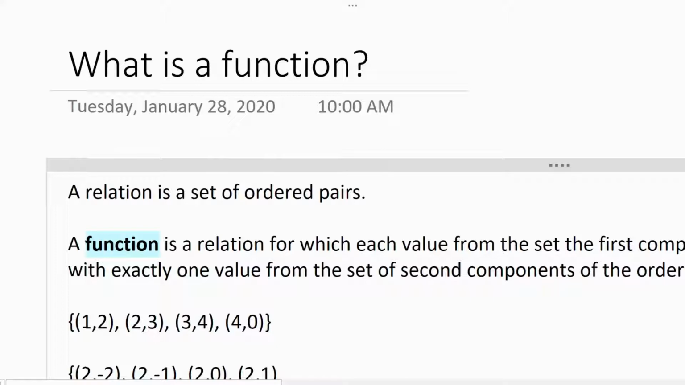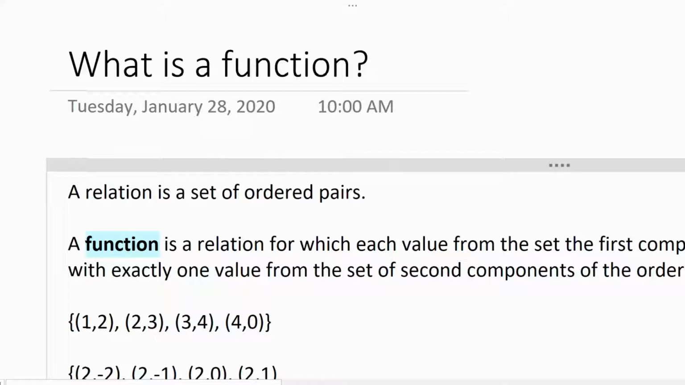So, it could be linear, it could be quadratic, it could be quartic, it could be a semicircle, it could be a circle, whatever. So that's any sort of relation.